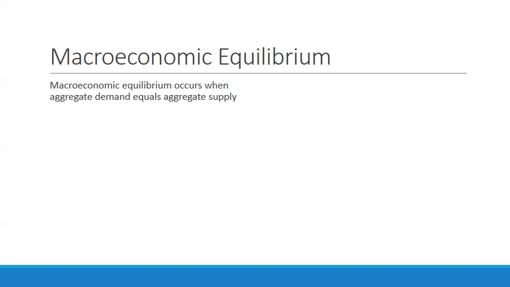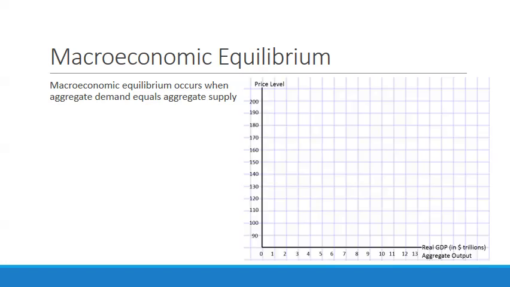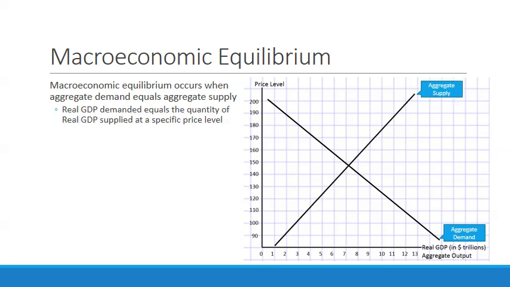So macroeconomic equilibrium occurs when aggregate demand equals aggregate supply. So if we have aggregate demand, we have aggregate supply, where those two intersect, that's macroeconomic equilibrium. Now what's important here is real GDP demanded equals the quantity of real GDP supplied, so our aggregate supply line, at a specific price level. So in this graph, our price level is about 148, our intersection point here, and that's going to create about 7.1 trillion in real GDP aggregate output. So where those two intersect is the aggregate output in the economy at each specific price level.